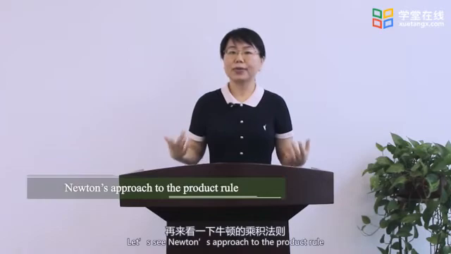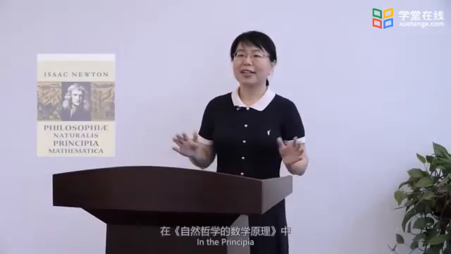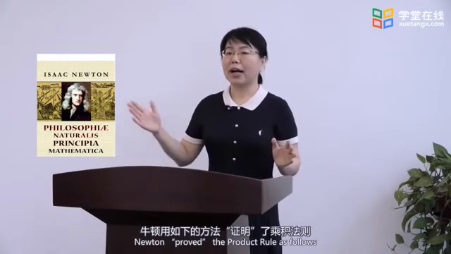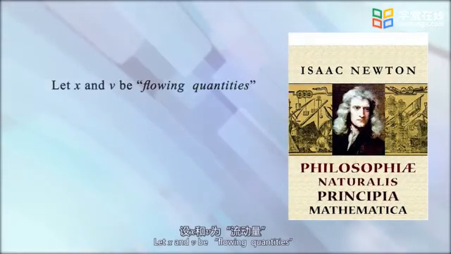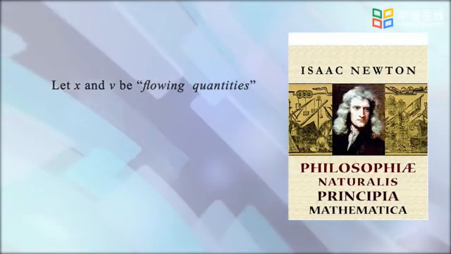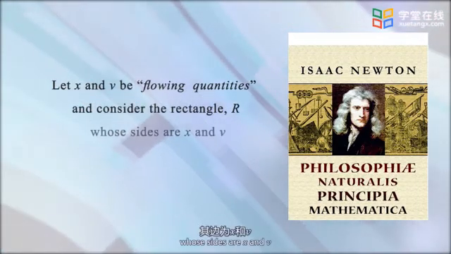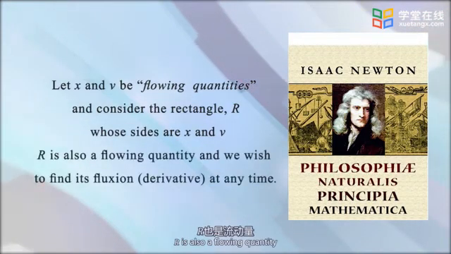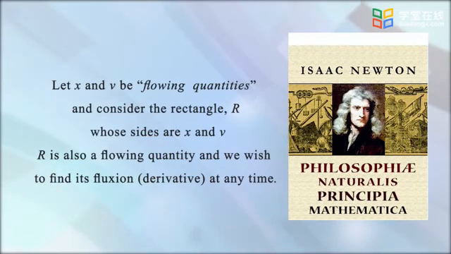Now, let's see Newton's approach to the product rule. In the Principia, Newton proved the product rule as follows. Let x and v be flowing quantities, and consider the rectangle R whose sides are x and v. R is also a flowing quantity, and we wish to find the fluxion at any time.